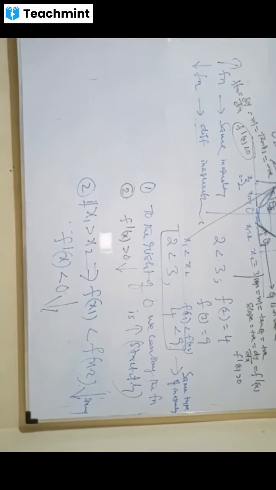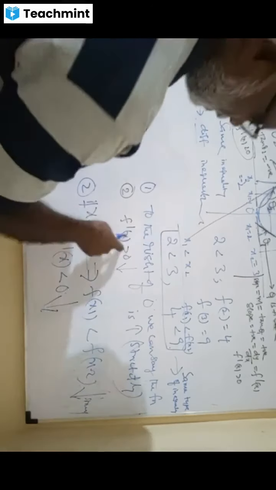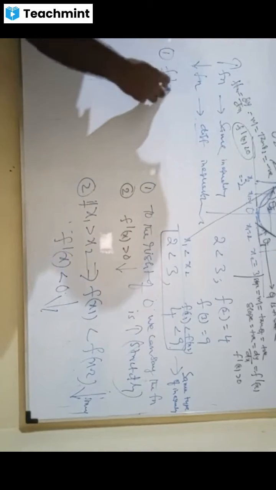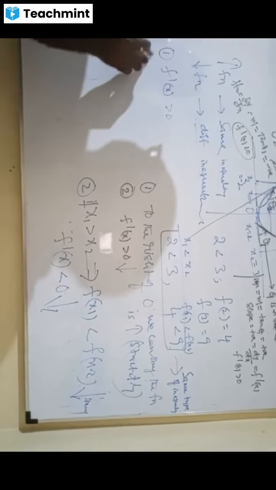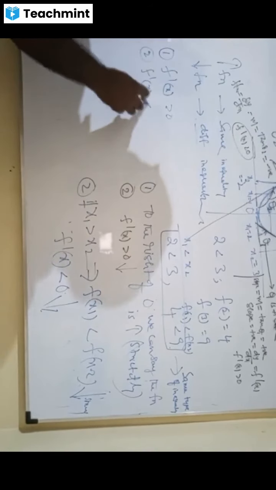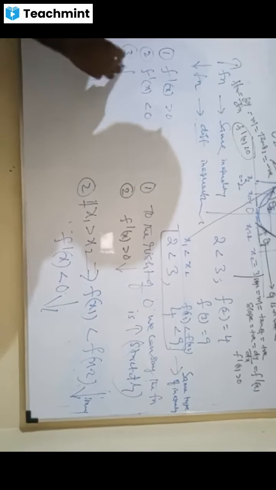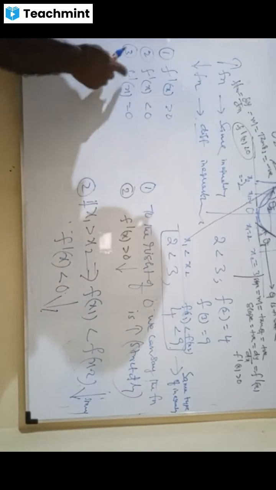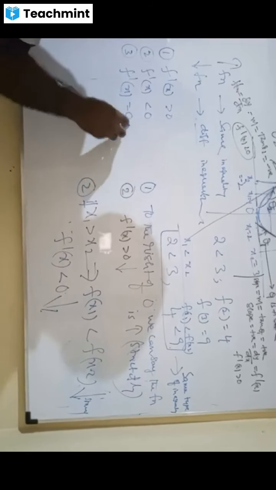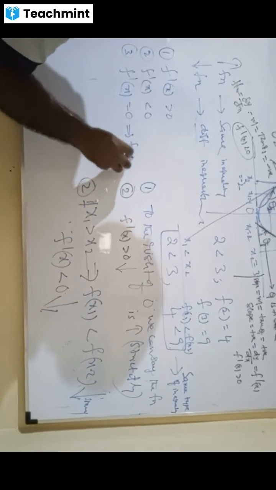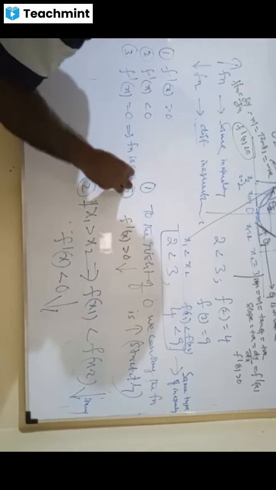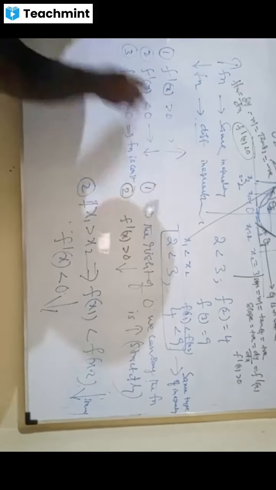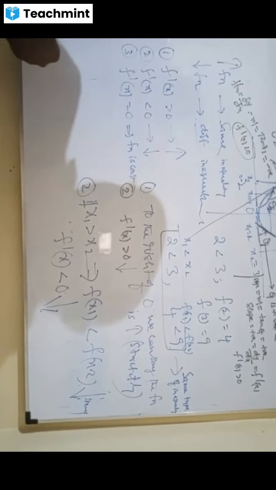See, we said f dash x is greater than 0 here, positive. F dash x is less than 0. What if, number 1, f dash x is greater than 0, number 2, f dash x is less than 0, number 3, f dash x is equal to 0? What is the derivative of a constant function? 0. Therefore, the function is a constant. The function is a decreasing function. The function is an increasing function.